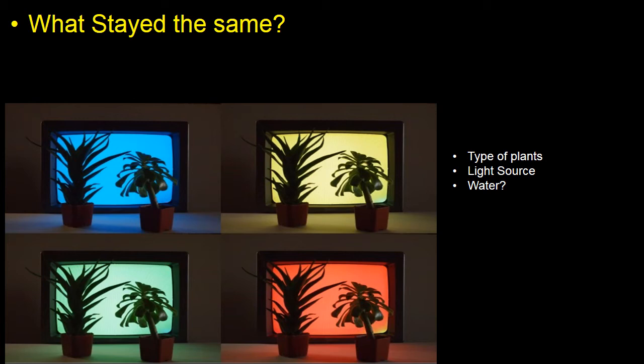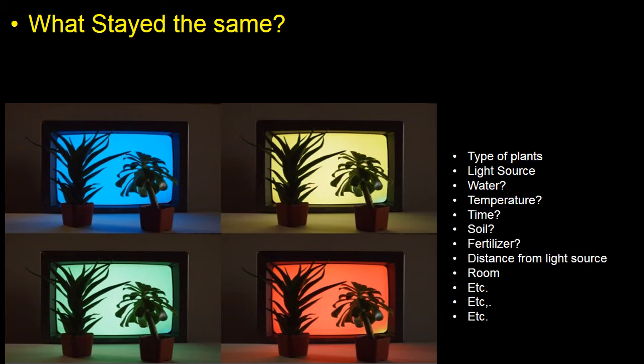Some things that we're not really sure about, but I would think that they would want to use the same amount of water for all the plants. They would probably want to keep the room the same temperature for all the plants. They would probably use the same soil, same amount of time, same amount of fertilizer, the distance from the light source, the room they're in. All of these different things really should stay the same. And this is basically about making the experiment fair.